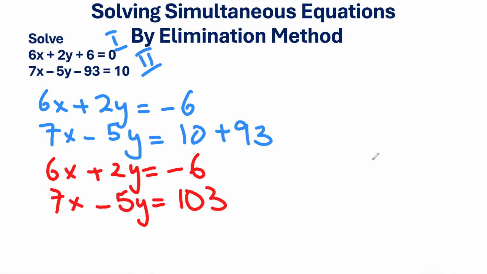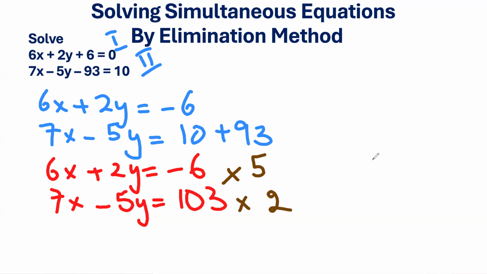You have to eliminate x or y, right? So x can be eliminated if you multiply equation number 1 by 7 and equation number 2 by 6. But we are eliminating y. Let's eliminate y. So how can y be eliminated? When you multiply equation number 1 by 5 and equation number 2 by 2. Let's multiply.